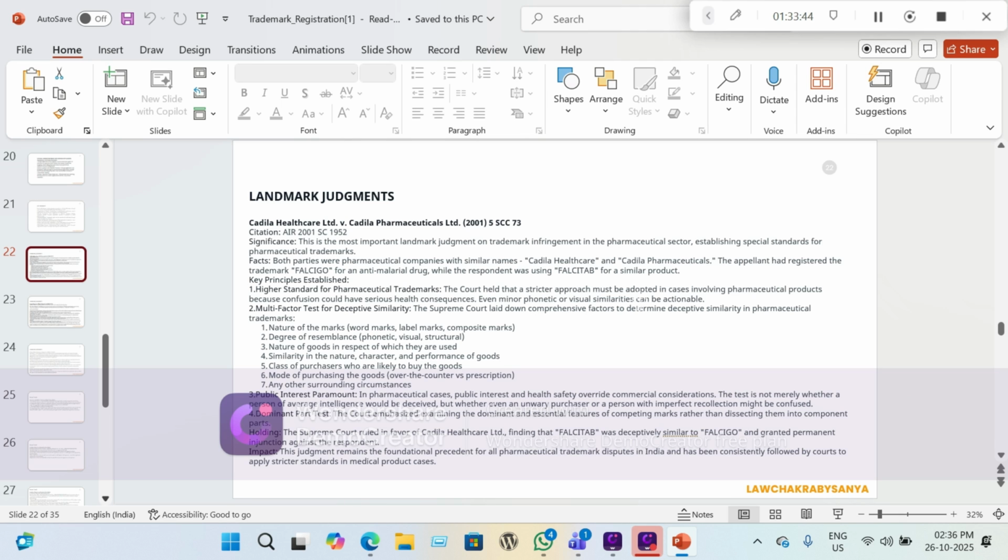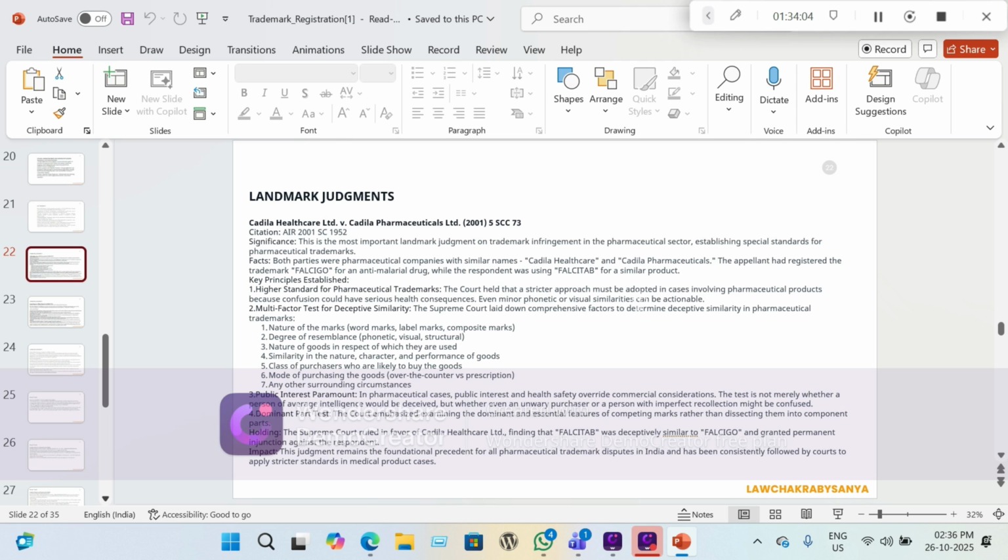Then there is the degree of resemblance, phonetic and visual, the structural nature of the goods in respect of which they are used, similarity in the nature, character, and performance of goods, the class of purchasers who are likely to buy the goods, the mode of purchasing the goods, and any other surrounding circumstances. So these are the different tests for identifying deceptive similarity.